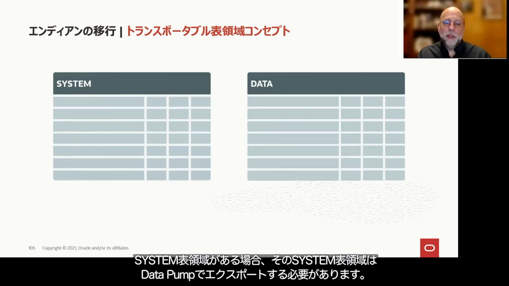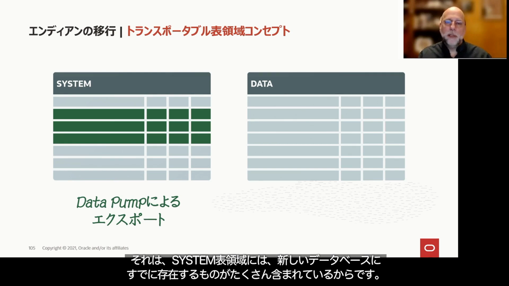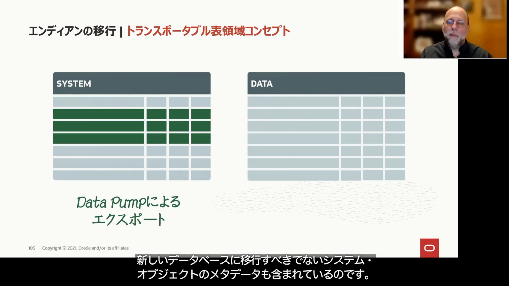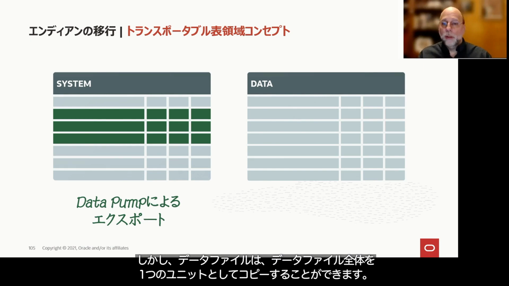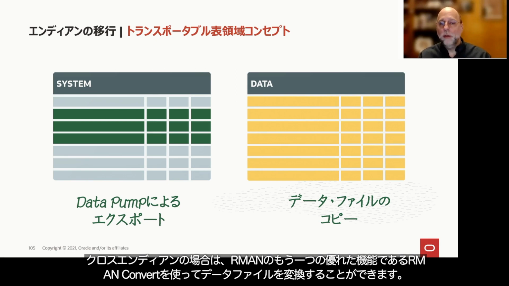See, when we have a system tablespace, that system tablespace has to be exported with Data Pump. And that's because the system tablespace has a bunch of things in it that already exist in any new database. So it's got not just your metadata about the application objects, but it's got metadata about system objects that shouldn't move into a new database. Your data files, however, we can copy the entire data file as a unit. And if we're staying on the same endianness, we can just copy it from one system to another. If we're going cross-endian, we can use RMAN convert, another great RMAN feature, to convert the data files.